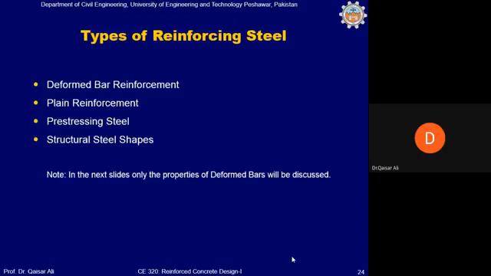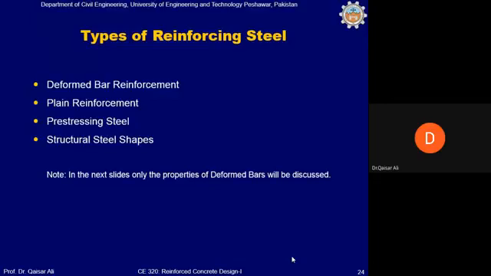Okay, so let's resume the lecture. Before the break, we were talking about reinforced concrete, and we said that concrete is weak in tension. You will need to reinforce concrete using steel to enhance its tensile capacity. What form of steel and what type of steel will be used for this reinforcement? This we will be discussing now.